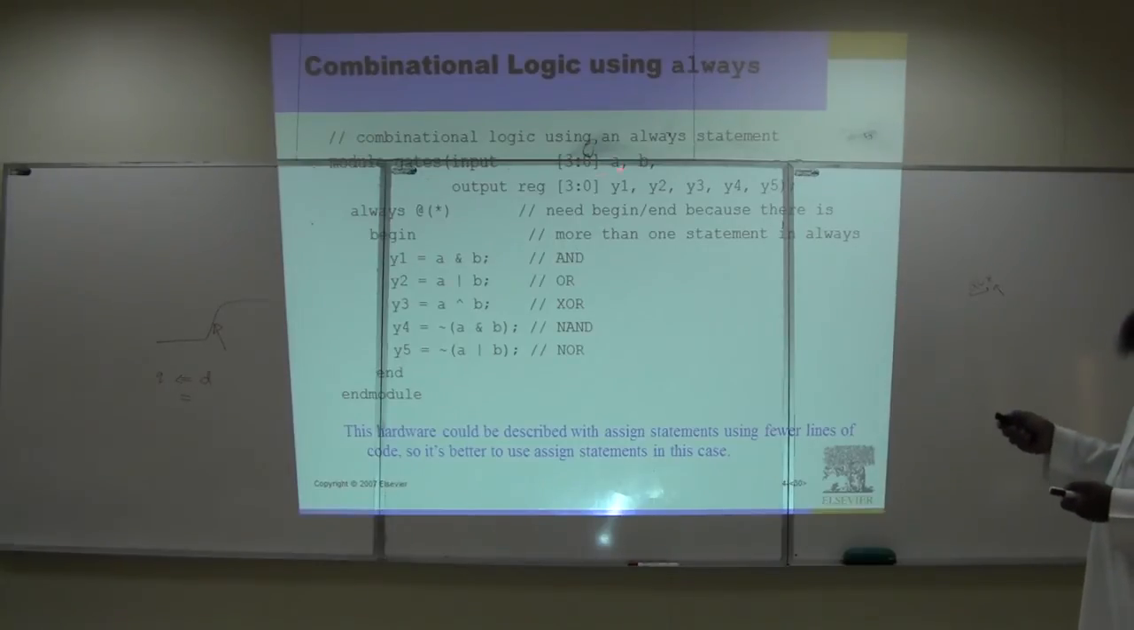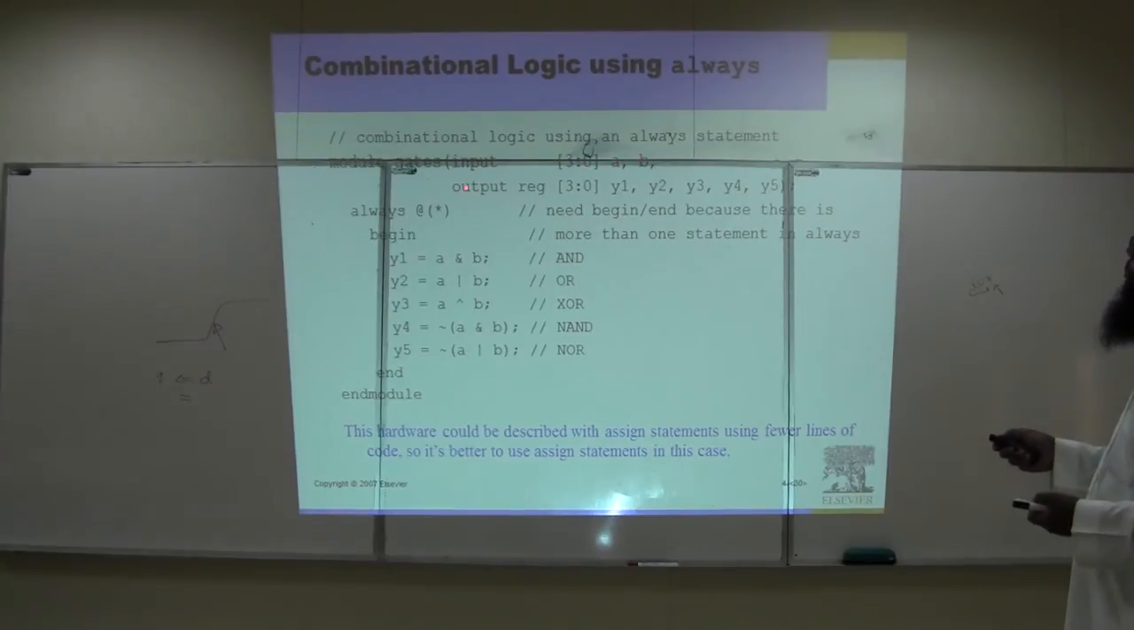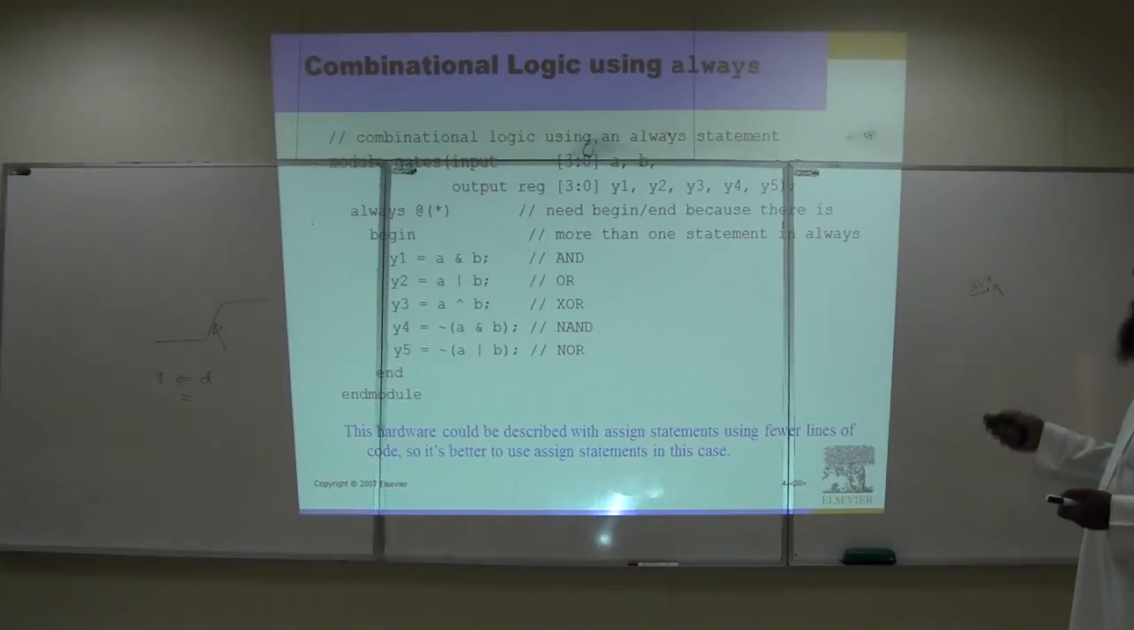You can see the input A, B, 4 bits, and as output we have Y1, Y2 up to Y5, all 4 bits, and you need to write reg. Why? Because Y1 to Y5 are all assigned inside always, on the left side.